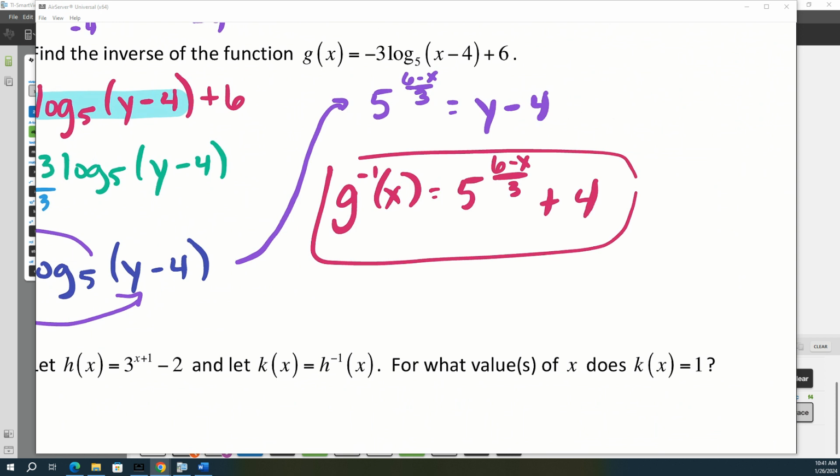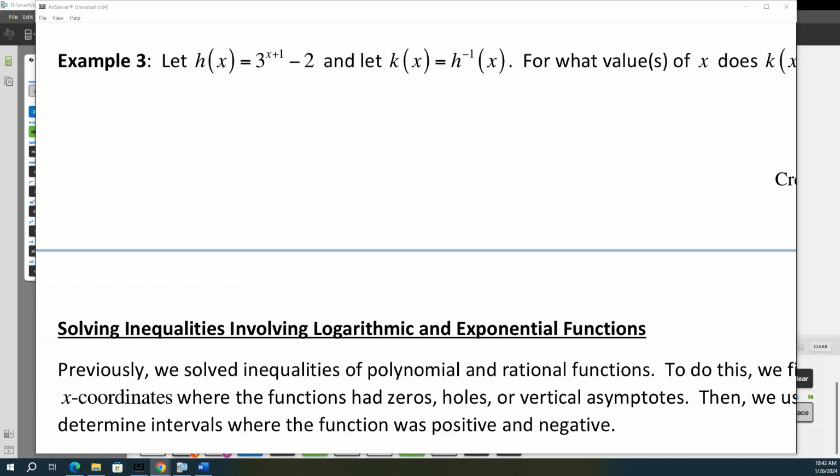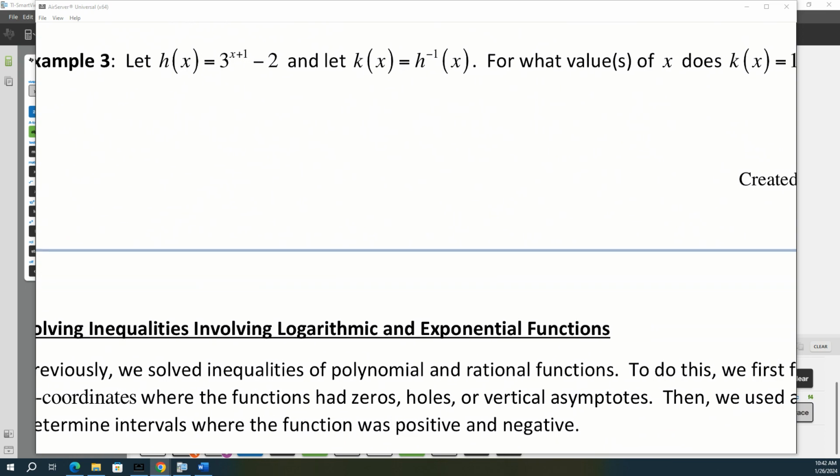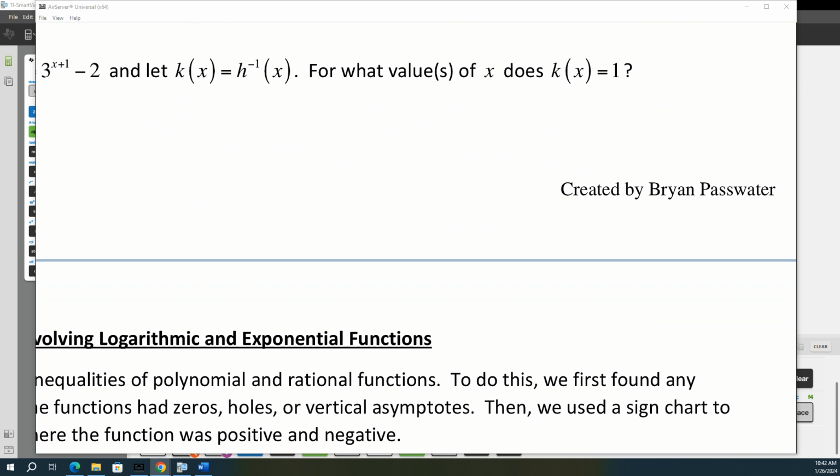Good. All right, so we have one more inverse question and then we'll get into the inequalities. We know what h of x is, and then we're told that k is the inverse of h. It asks for what values of x does k of x equal 1? So 1 ends up being the output of the inverse, because k is the inverse.